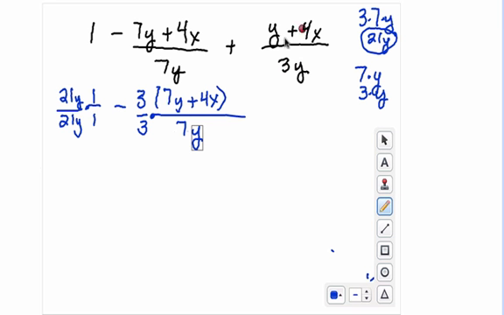So we go over to our next fraction. What do I need to multiply this one by so that I get the denominator of 21y? Well, you need to multiply 3y by 7 to get 21y. So that means we're going to go ahead and multiply the top part of our fraction by 7 as well, because we're basically multiplying that fraction by 7 over 7, power of 1 again.